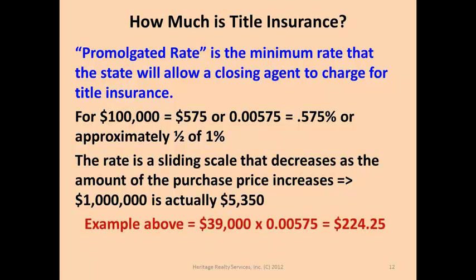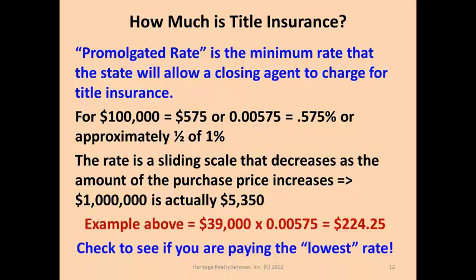So in the above example where I'm buying the property, this fourplex for $39,000, I calculated the rate as $224.25, which is exactly the amount that I showed you before. This number is not negotiable. You cannot negotiate the promulgated rate. I'm going to say to you that this rate is what you should see, but the reality is I've seen it be 2 or 3 times this much. There's no limit to how much the closing agent can charge on the upside. There's a limit on the downside, but he can get away with murder if you don't know any better. So the idea here is make sure you're paying the lowest rate when you go in.